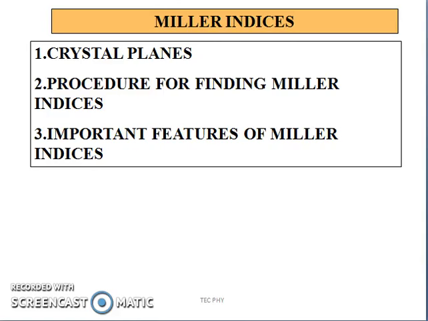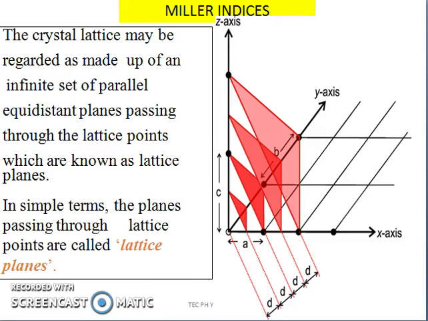Miller indices. In this section, we will study the crystal planes, the procedure for finding Miller indices, and important features of Miller indices. The crystal lattice may be regarded as made up of an infinite set of parallel equidistant planes passing through the lattice points, which are known as lattice planes. In simple terms, the planes passing through lattice points are called lattice planes.